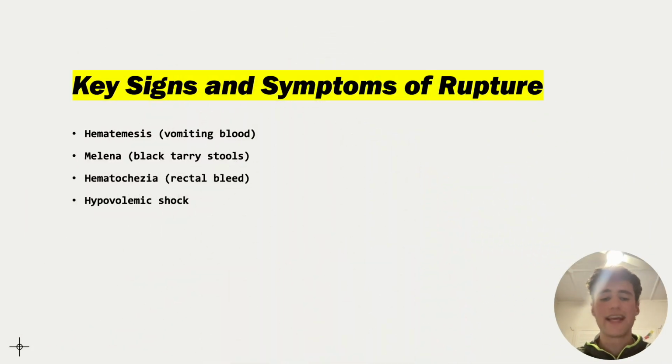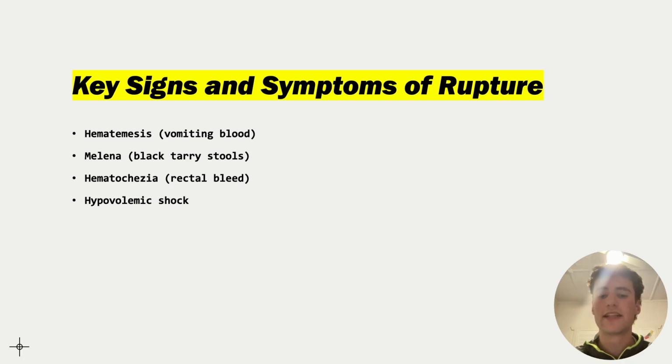Alright, let's go over the key signs and symptoms of a rupture, starting with hematemesis, which is the vomiting of blood. This occurs because of the ruptured esophageal varices releasing blood directly into the esophagus and stomach, which is then vomited. Let's move on to melena, which is a dark and bloody stool. This develops because the blood from the upper GI tract is digested, turning the stools black and tarry.